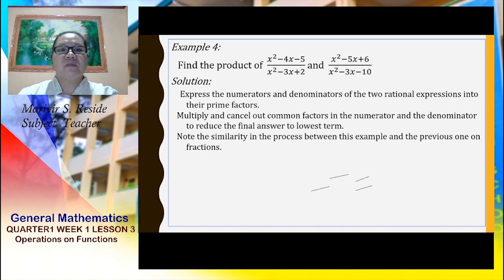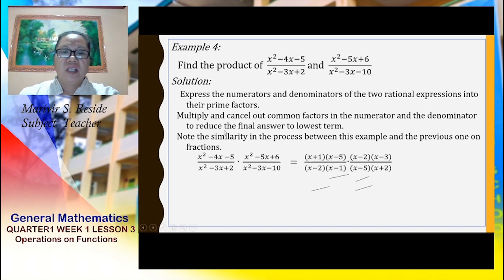The fourth example is for you to find the product of the two fractions here: (x squared - 4x - 5) over (x squared - 3x + 2), and (x squared - 5x + 6) over (x squared - 3x - 10). So how do you do this? First, you have to express the numerators and denominators of the two rational expressions into their prime factors. Multiply and cancel out common factors in the numerator and the denominator to reduce the final answer to lowest term. And the last is to take note of the similarity in the process between this example and the previous one on the fractions.